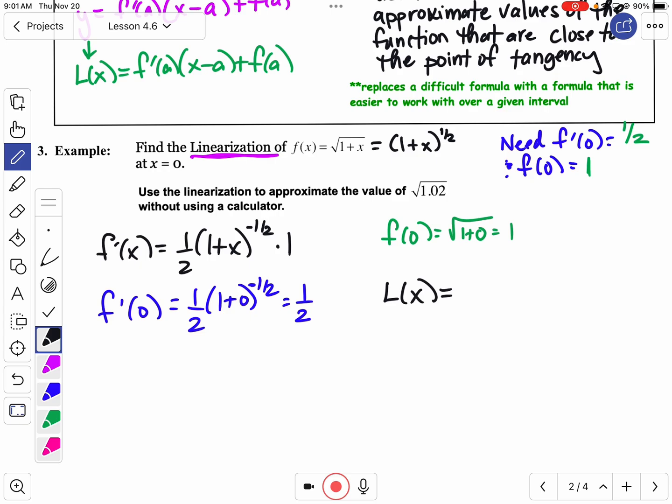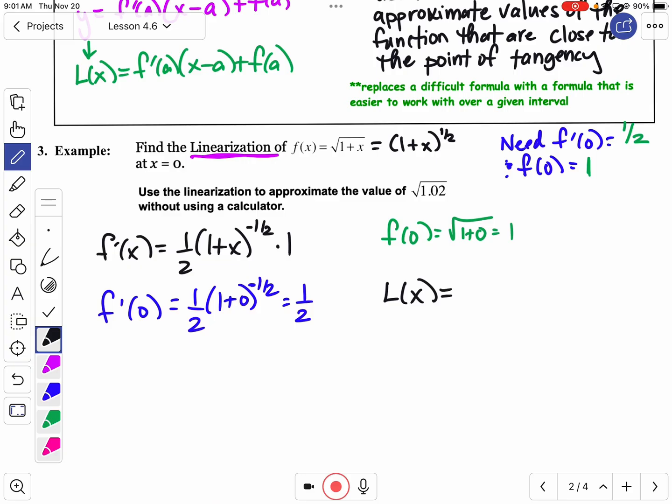Saying when x equals the square root of 1.02. Oh, no, actually, it's not 1.02, because what's under the original function already? If it's the square root of 1.02, I've already got a 1 under there, so what would x be? 0.02. We'll get to that part in just a second. Okay, the second part of that question.